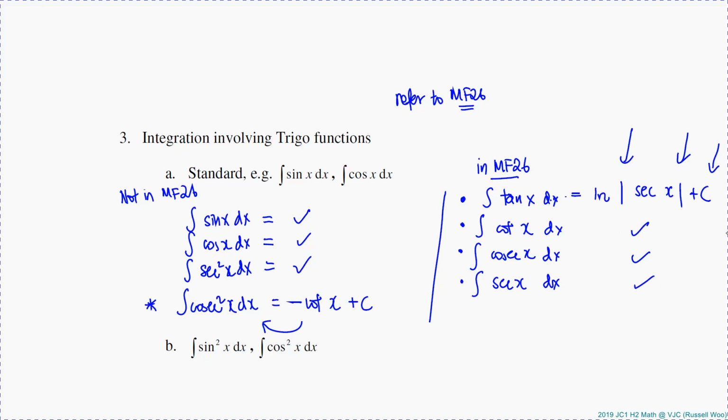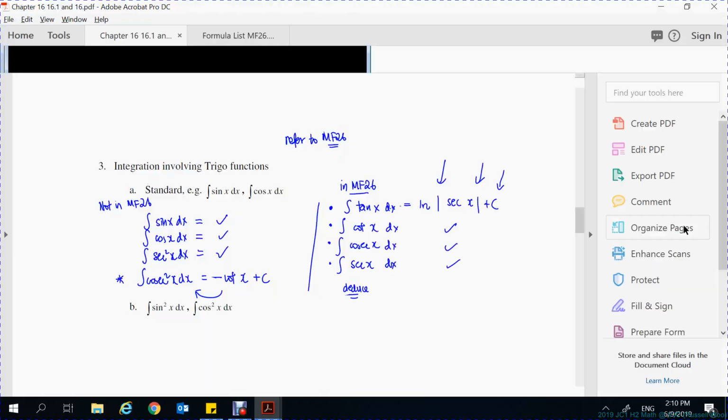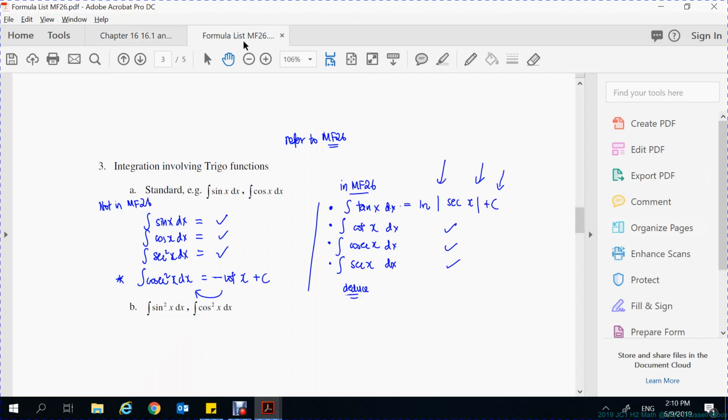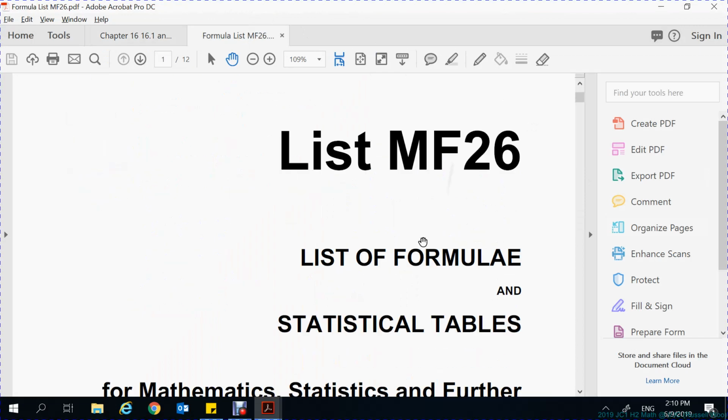If you want to know more about why there is a mod sign, I can explain to you in person. So we have that. There are two more. They are also in MF26, but you need to deduce. If you look at MF26, they actually tell you. Maybe I just refer directly to MF26 now. All right, you refer to MF26.